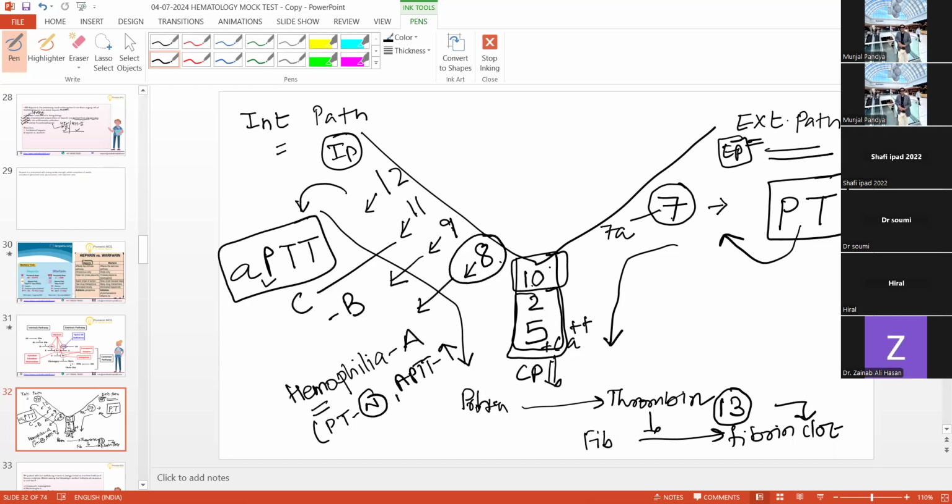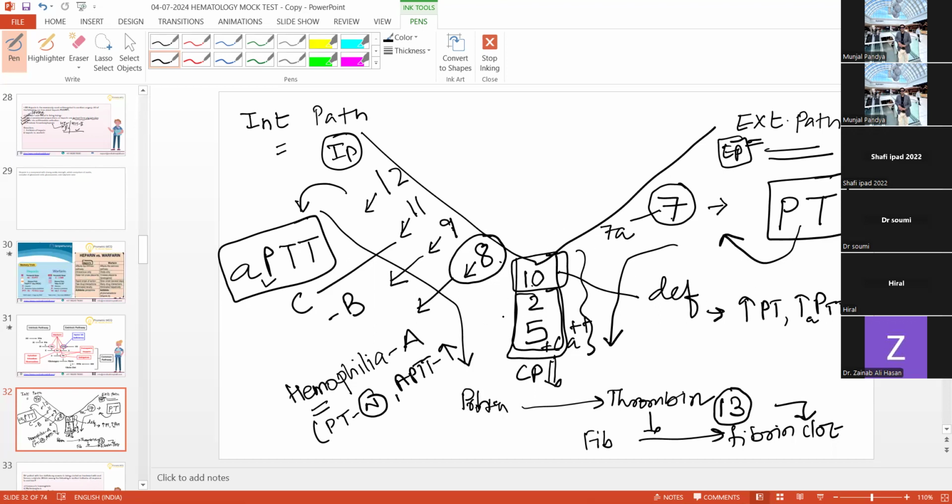What happens when the common pathway is involved? If there is a factor 10 deficiency developed in some patient, a congenital deficiency of factor 10, then probably PT and APTT both will increase, right? Because PT is affected, APTT also gets affected. So whether factor 10, factor 2, factor 5, anything in the common pathway gets affected, both will be affected, since both pathways merge.